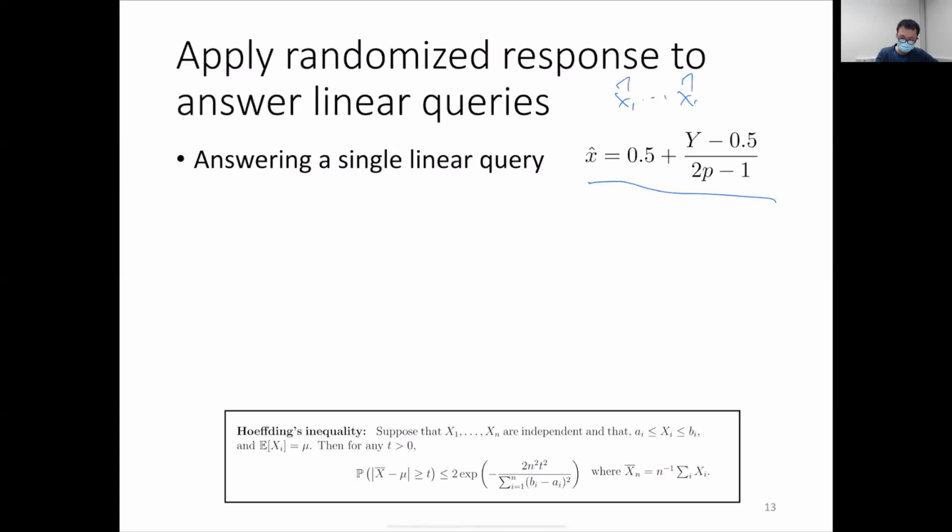x hat 1 to x hat n, which tries to approximate x1 to xn. I call this x, that's the original data set. I call this x hat, that's an approximate data set that's coming from randomized response.